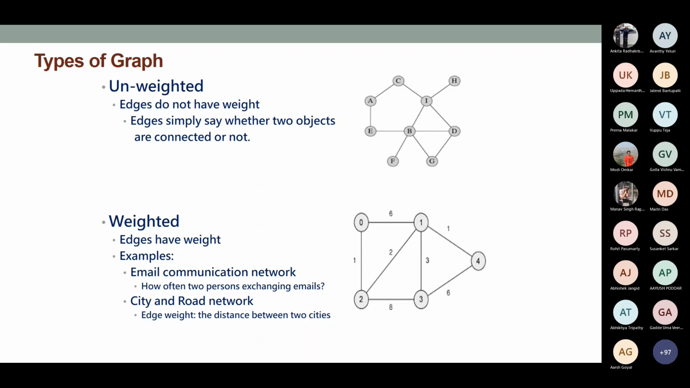The weight will signify something. For example, in an email communication network, the weight could mean how many times two individuals communicated over a period of time, say the last year. The number will indicate that. If you think about a city and road network, the nodes will be the cities or towns, and the edges will denote the distance between two cities or towns. So there are all kinds of graphs that we will deal with. Depending upon the problem, we have to model this particular thing. It can be unweighted, it can be weighted.